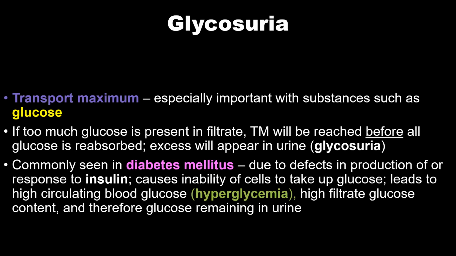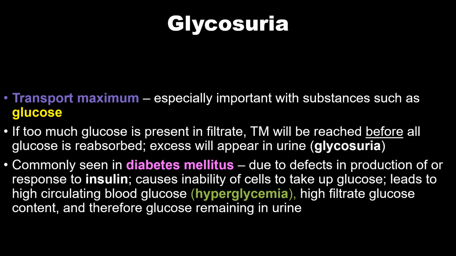Now, the TM, the transport maximum, becomes really important with substances like glucose that fill seats really rapidly. And this fills these seats in these proximal tubular cells very, very rapidly. And if too much glucose is in the filtrate, the transport maximum is going to be reached before all the glucose can be reabsorbed. And so there will be glucose in the urine. This is a condition called glycosuria.